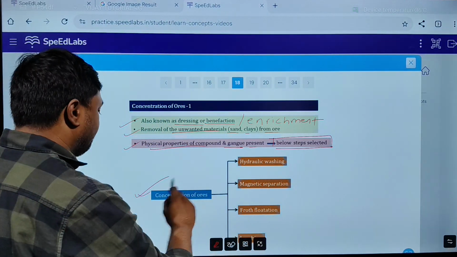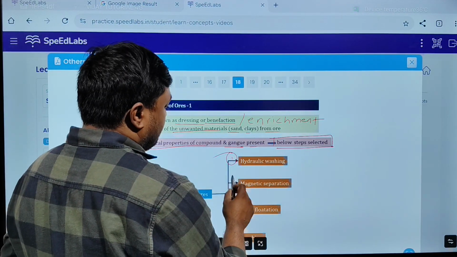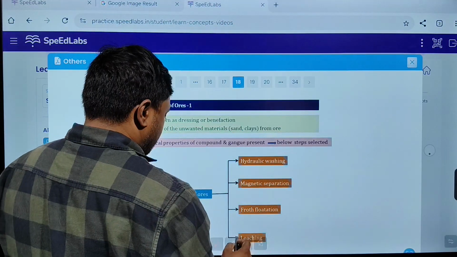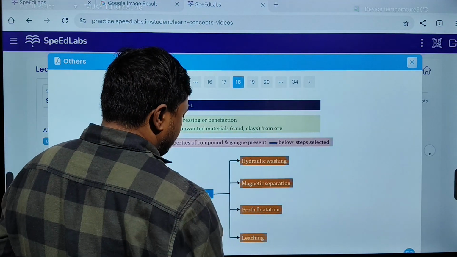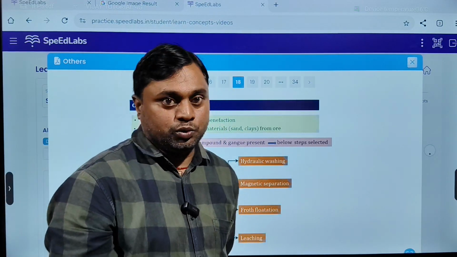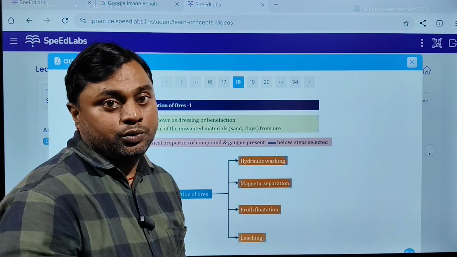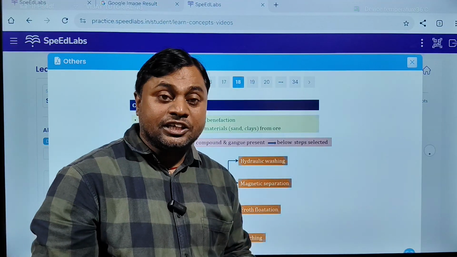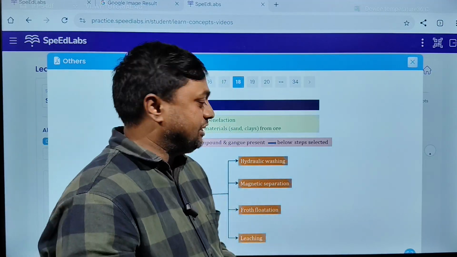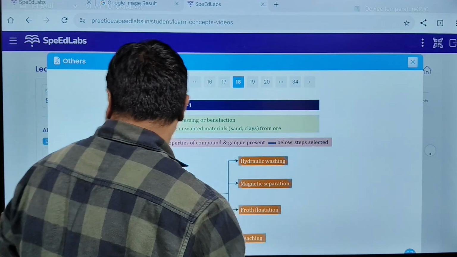I told you there are different methods of concentration of ore, like hydraulic washing, magnetic separation, froth flotation, and leaching. Leaching is generally used for bauxite ore. Froth flotation is used for sulfide ores. Magnetic separation is used for the magnetite ore, where either the ore is magnetic in nature or its impurities are magnetic in nature. Hydraulic washing is used for heavier ores like lead.